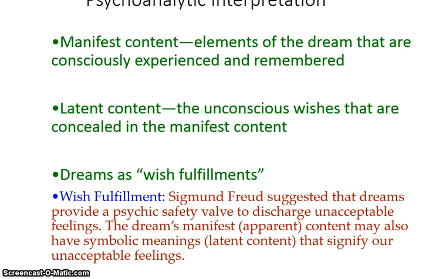We have the manifest content, and this is the outward elements of the dream. So for example, if you're having a dream about a train, the manifest content is the train. Latent content is the unconscious wishes that are concealed in the manifest content. So here, you might be dreaming about that train going through a tunnel. And so Freud would say the manifest content is the train, the consciously experienced elements. The latent content, however, that's something different. That relates to sex. The train going into the tunnel is a sexual expression.